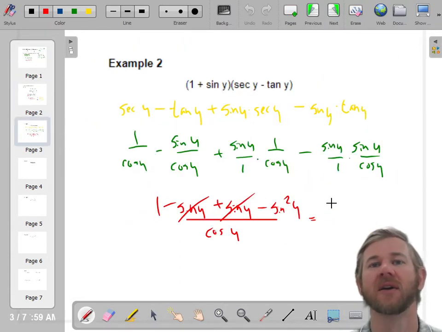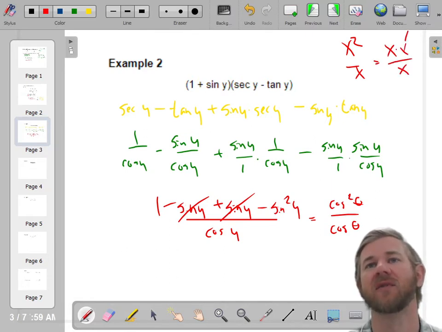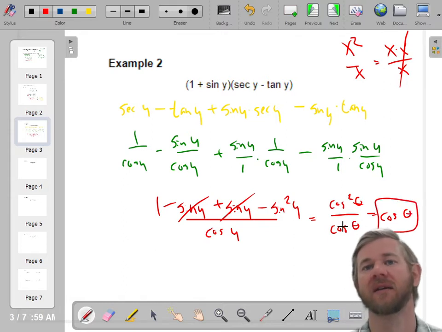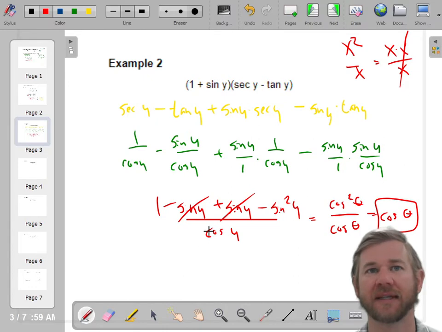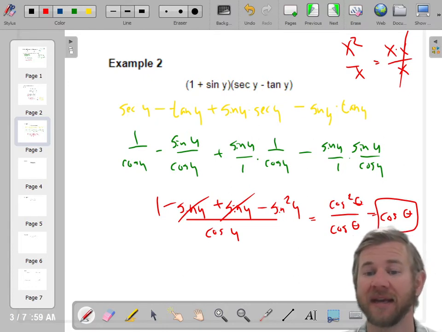So this is cosine squared theta over cosine of theta. And if you imagine that's x squared over x, you can think of it as x times x over x. One of them cancels out, and you just have the cosine of y left. There's 2 in the top, there's 1 in the bottom, 1 cancels out, you're left with 1 cosine on top. So this whole thing simplifies to cosine, which again is much nicer to work with. If I said graph this, we would all fail. If I said graph cosine, we did that already. We could probably do that.